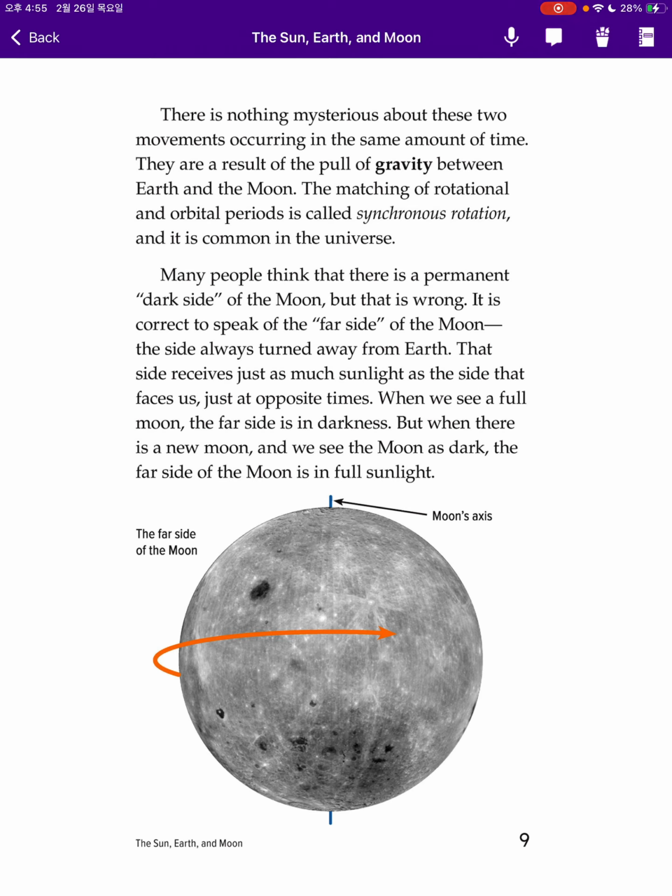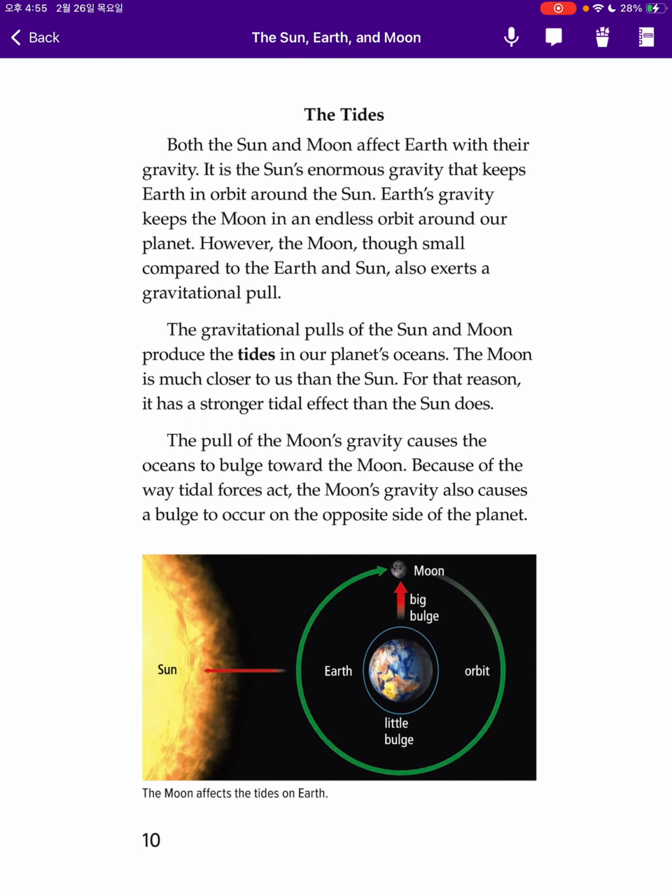When we see a full moon, the far side is in darkness. But when there is a new moon, and we see the moon as dark, the far side of the moon is in full sunlight.